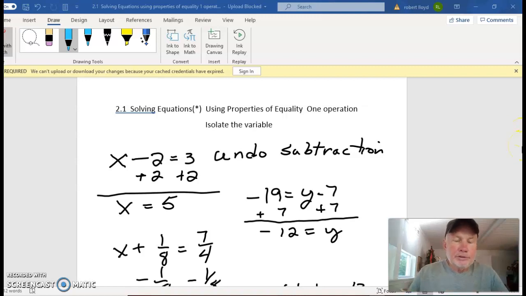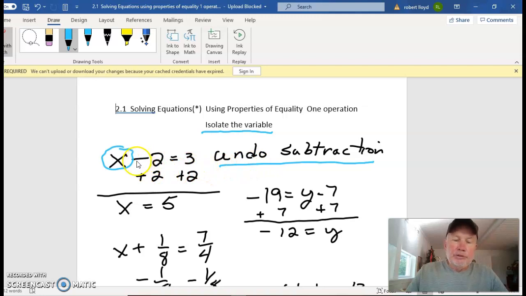Solving equations is 2.1, using one operation. And the key when solving equations, remember equations have equal signs, is to isolate the variable. That is usually the alphabet letter, can be X, can be Y, can be A, B, and so on. So first you undo the subtraction or addition.